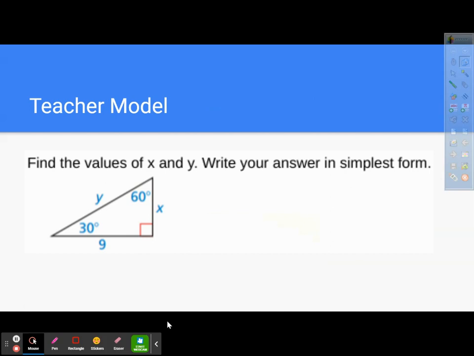Find the values of x and y. Write your answer in simplest form. Okay. So what I would do first is I would figure out which sides are which. Like, is it my shorter leg, my longer leg, or my hypotenuse? Well, here's my 90-degree angle, so that means this side here, y, is automatically my hypotenuse. Here's my 30-degree angle, that's the smallest angle, so that means this is the smallest side, so that's my shorter leg. And then this one's opposite the 60-degree angle, so this one's my longer leg. Okay, so I would label those first.